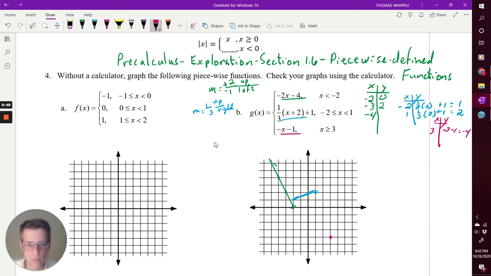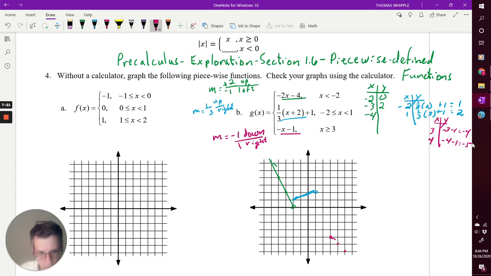And then it looks like our slope here is -1. So since we're for x greater than 3, that would tell us that we're going to go down by 1 every time we move right 1. So right 1, down 1, right 1, down 1. And let's just check that. If we plug in 4, we'll end up with -4 minus 1, which would equal -5. So I think we're doing this correctly here.